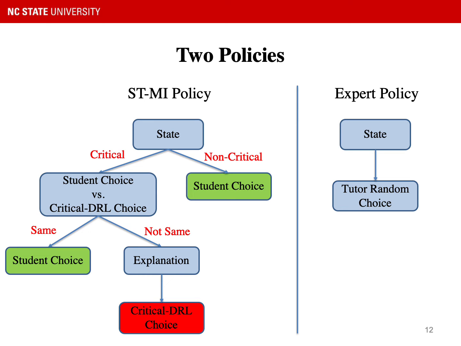So, after students make their own decisions, if the state is non-critical, the tutor will take the student's choice. If the state is critical, we compare the student's choice with the critical DRL choice. If they are the same, then the tutor will carry out the student's choice. Otherwise, the tutor will give an explanation to the student and then carry out the critical DRL choice. For the expert policy, the tutor always takes random actions.